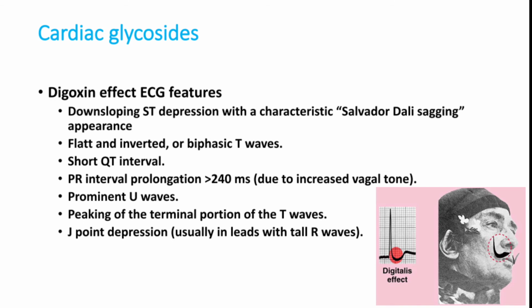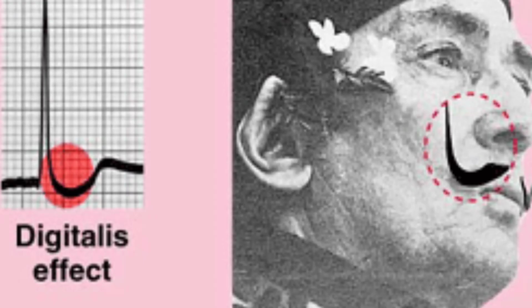U waves are classically seen in lead 3, peaking of terminal portion of the T wave, J point depression, usually in leads with tall R waves. These are the classical findings, but the most prominent sign is ST depression, that's called the Salvador Dali sign. So this is the Salvador Dali sagging sign. You can see here the ST depression with a sagging ST segment. So that's a classical sign of digoxin effect.